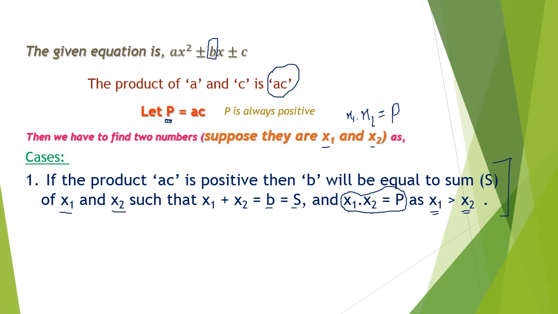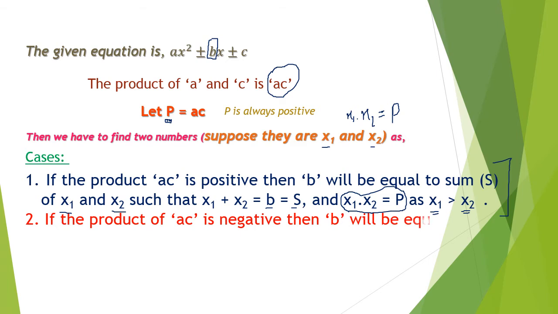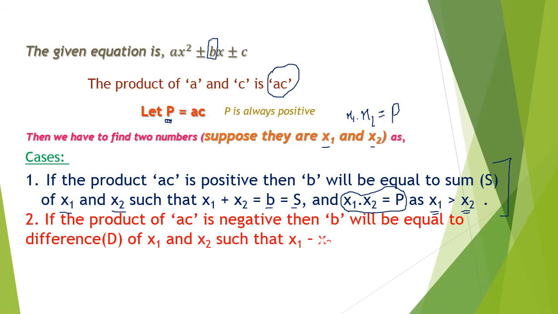And if the product AC is negative, then B will be equal to the difference D of x1 and x2, such that x1 minus x2 is equal to B. And this difference will also be positive. These values all take a positive sign, so we don't consider any negative sign, as x1 will always be bigger. Since x1 is bigger, it will always be positive, isn't it?